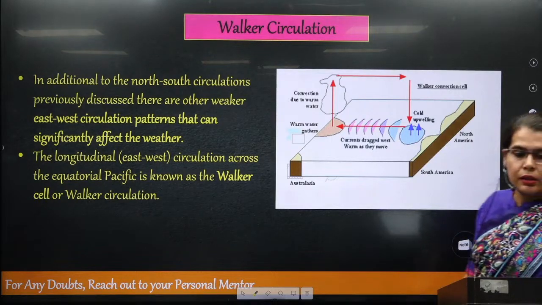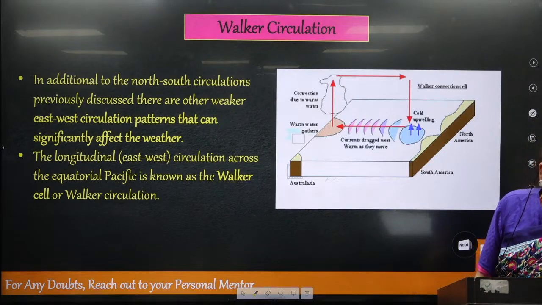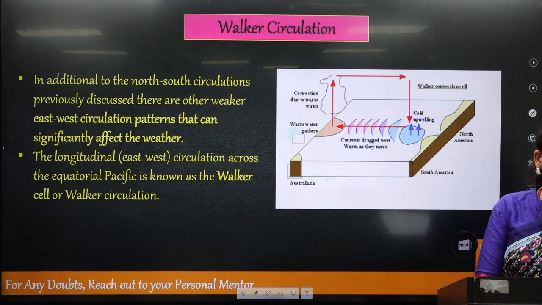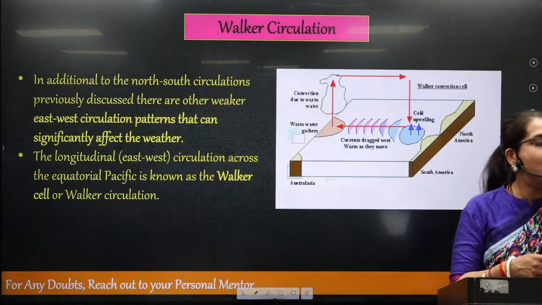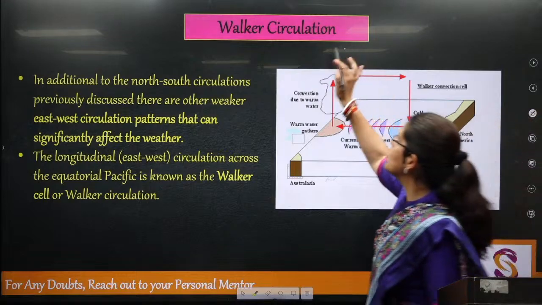Now next, write down Walker circulation. Yes, Atish, it is cold and dry. Very good. Okay, so Walker circulation.